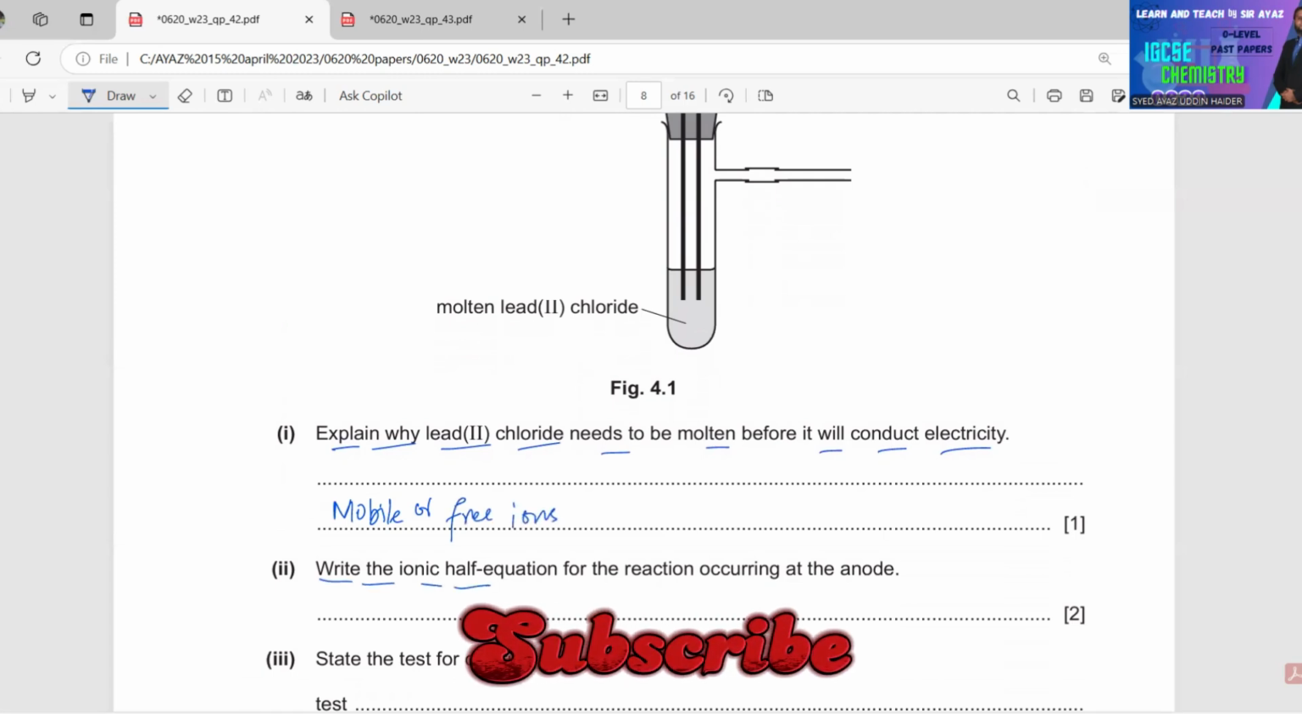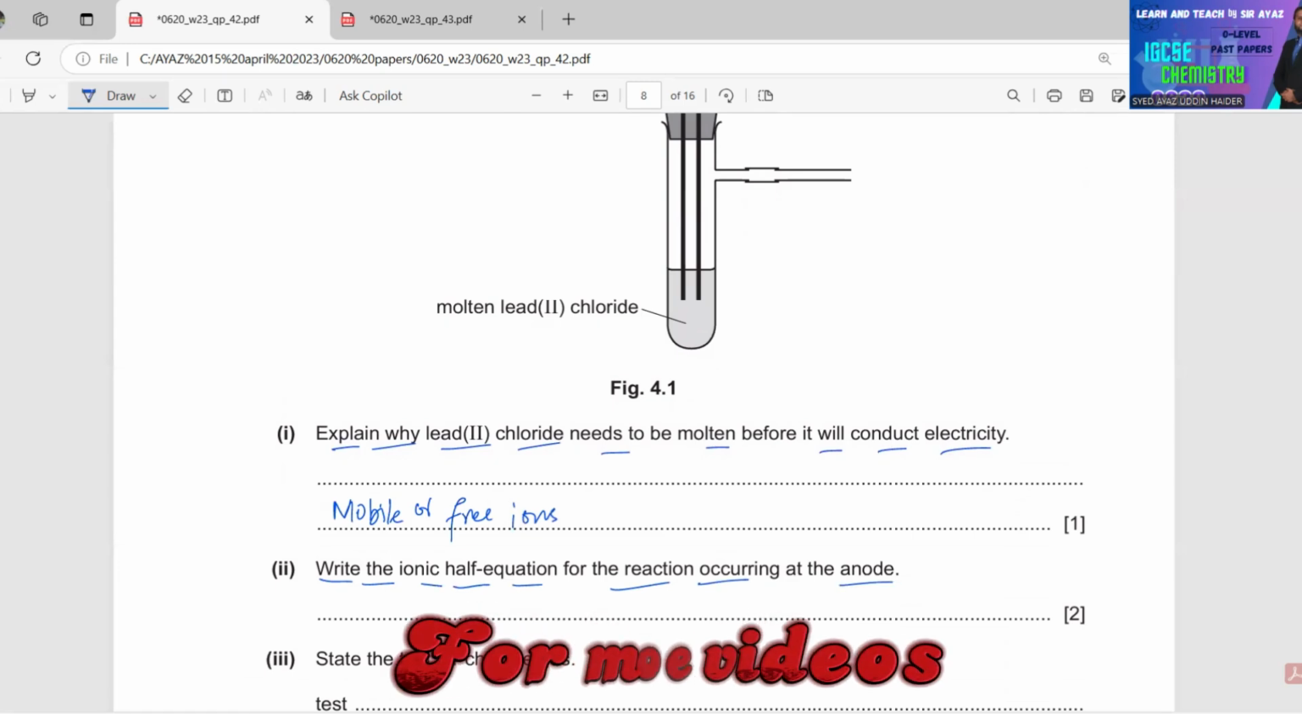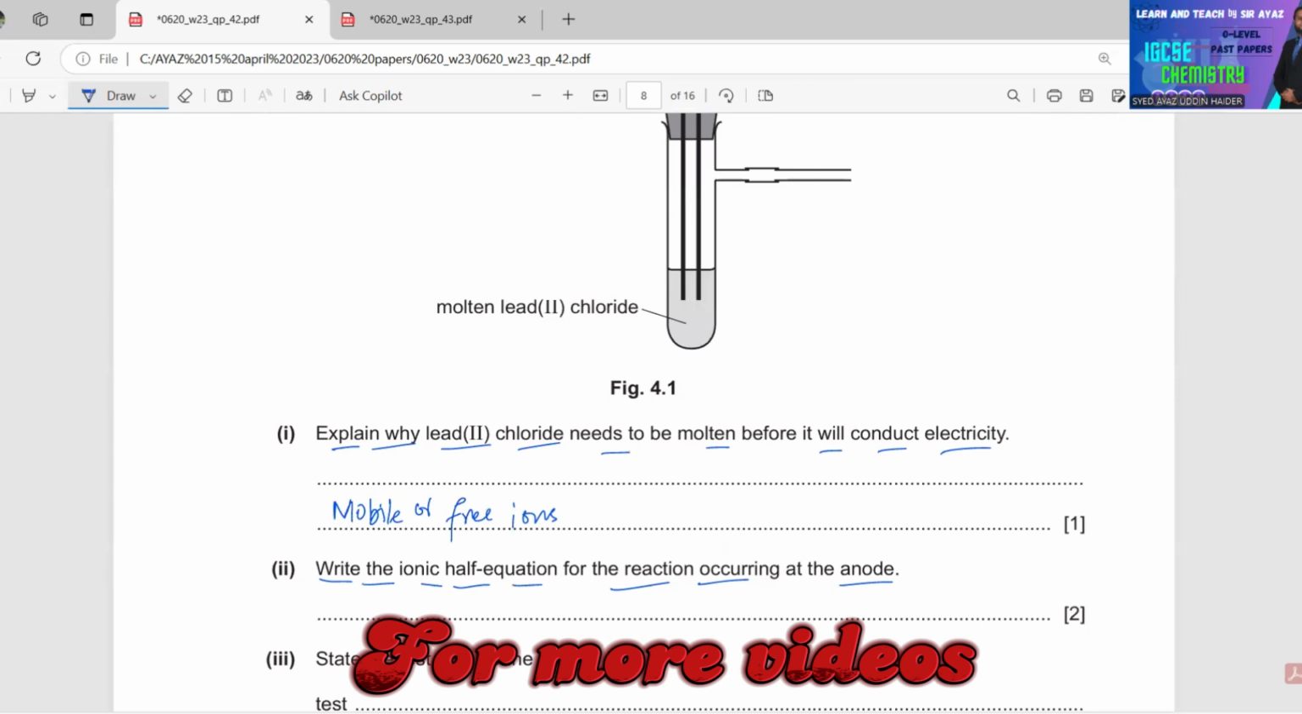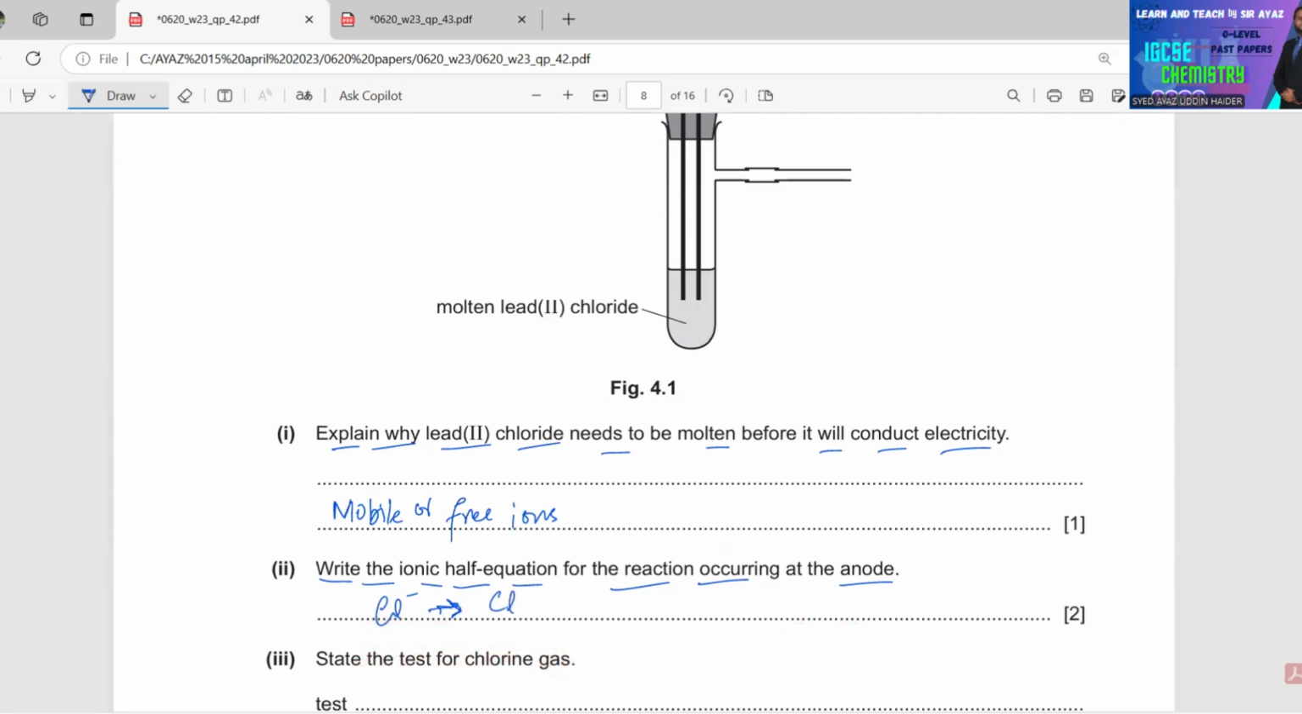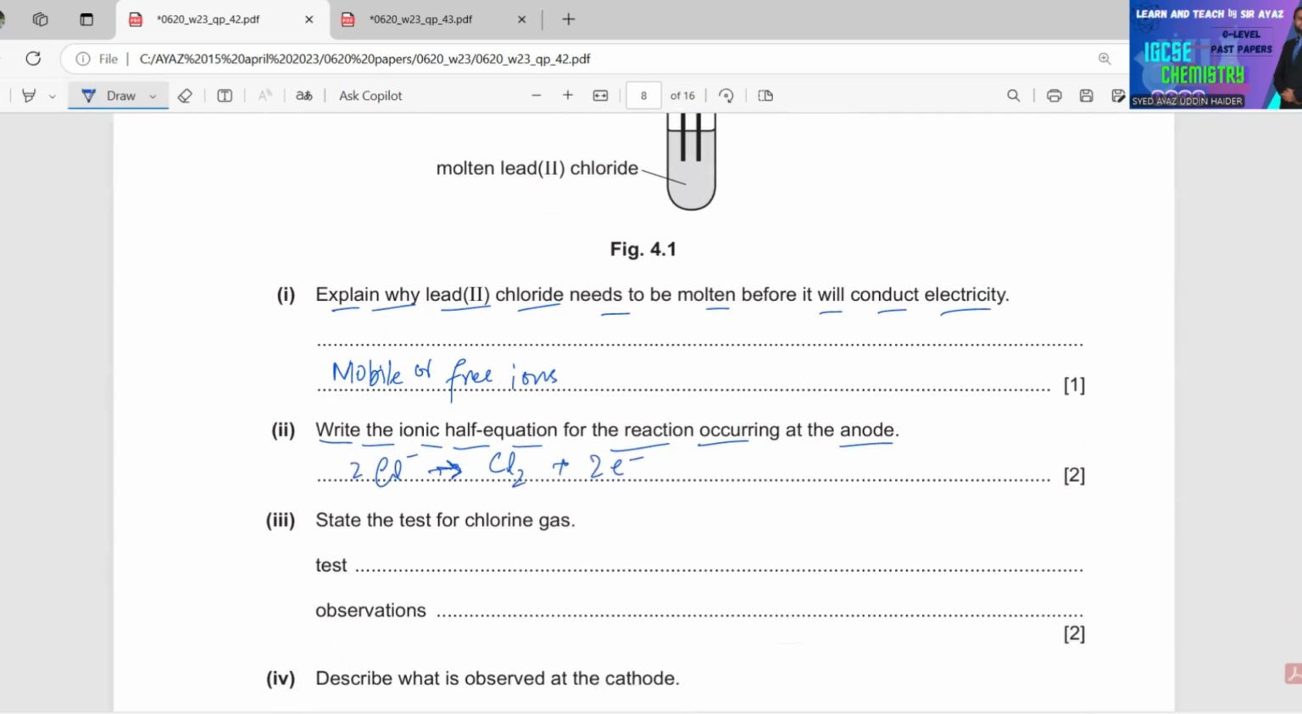Part 2. Write the ionic half equation for the reaction occurring at the anode. Now, at the anode, you have chloride ions losing electrons. So it must be Cl minus giving chlorine, it's a halogen, halide ion. So it produces halogen, Cl2, and releasing electrons. So in order to balance this equation, I have to put 2 before Cl minus and 2 before the electrons. Number 3, state the test for chlorine gas.